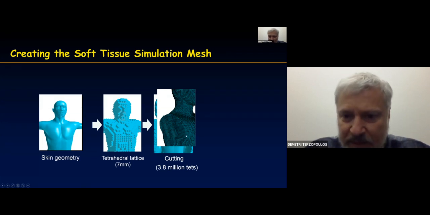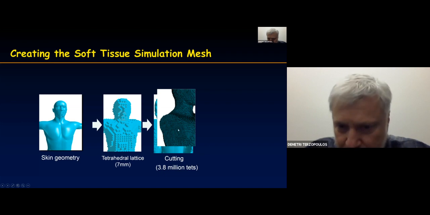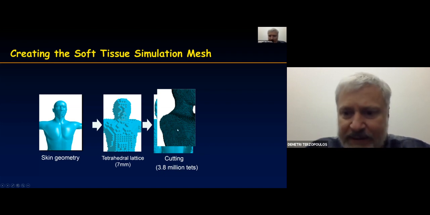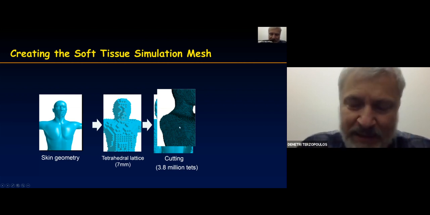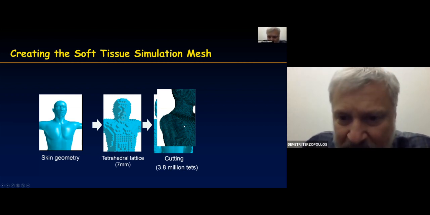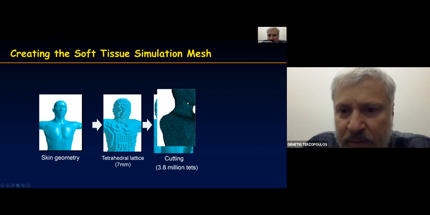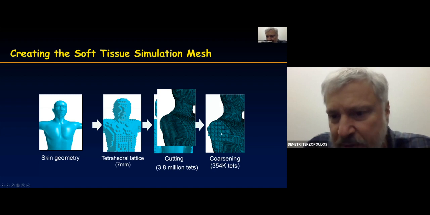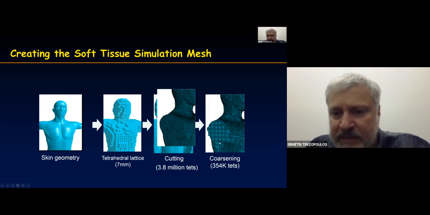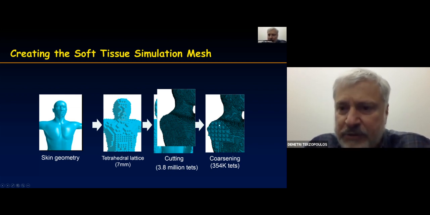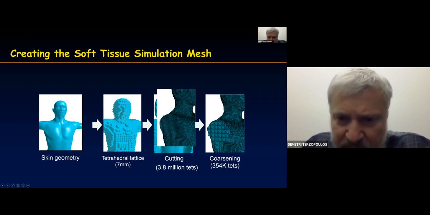And so here we have these tetrahedral finite elements, and if we do it this way with uniform sampling, it's going to be 3.8 million tetrahedral elements, which is way too many. We can't deal with that. It's going to be too expensive. But we want to resolve the curvature of the skin accurately enough. So we need fine tetrahedral elements at the surface, but inside we can coarsen the model to reduce the number of tets down by an order of magnitude, down to about 300,000 or so. So this creates the soft tissue.